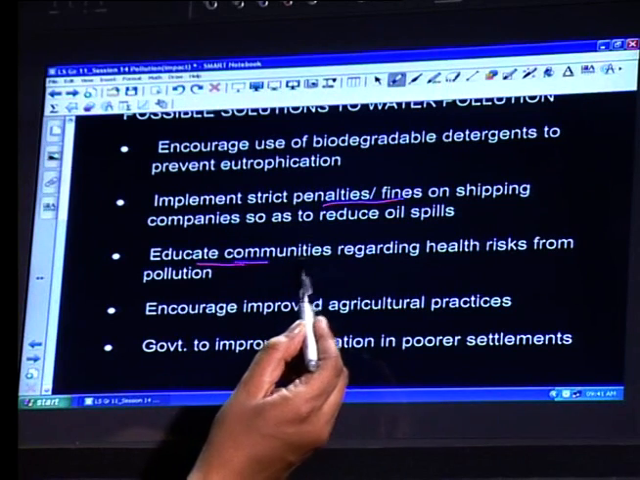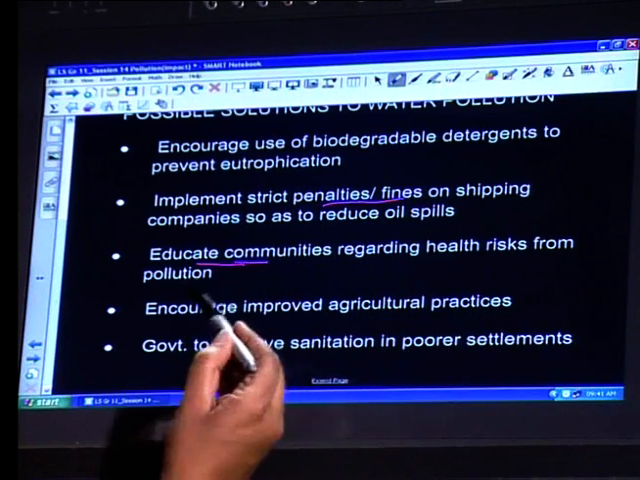They throw the paper without thinking any further. So we need to educate companies that look, the litter that you dispose of is eventually affecting the environment, which eventually will affect human life. So let's dispose of the litter in the proper way. So educate communities regarding health risks from pollution.